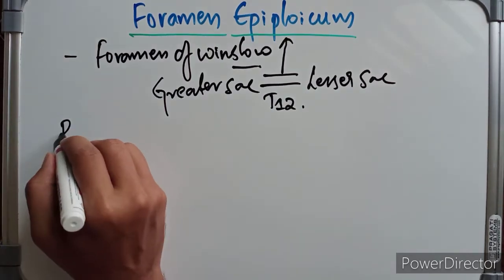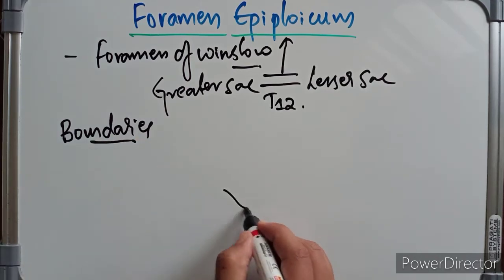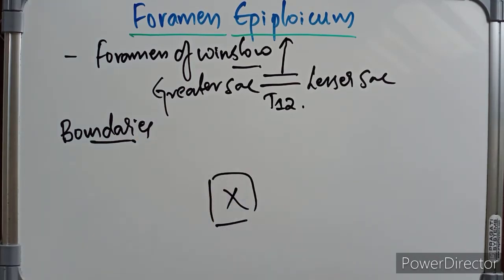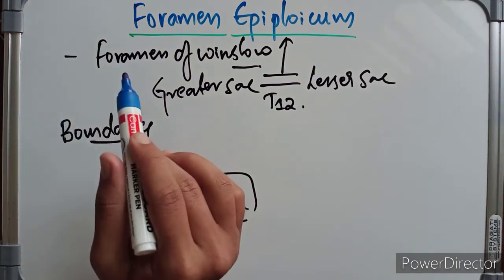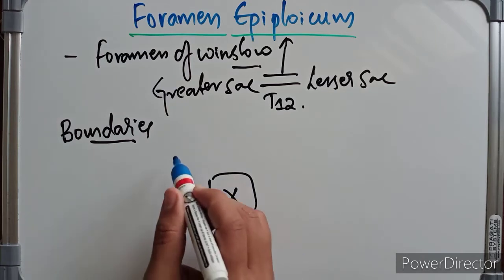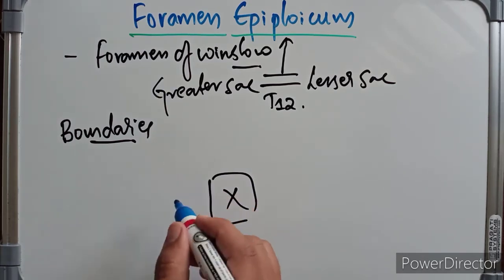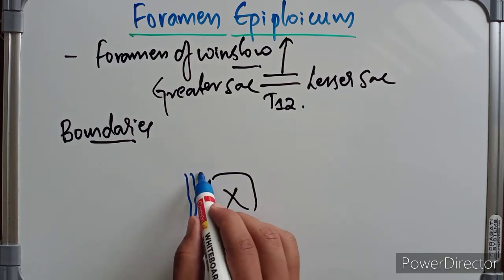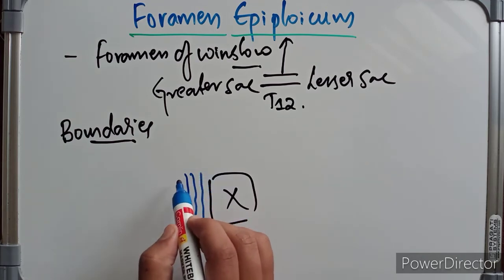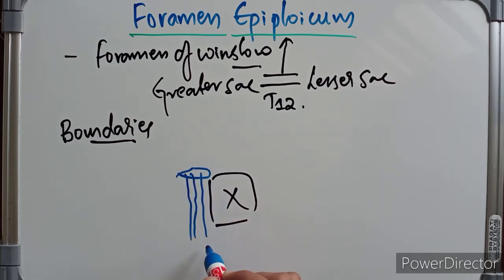So what are the boundaries of the foramen epiploicum? Anteriorly it is bounded by the right free border of the lesser omentum. It also contains the bile duct, the hepatic artery, and the portal vein. The bile duct, hepatic artery, and portal vein form the porta hepatis, right? So this forms the anterior border of the foramen epiploicum.